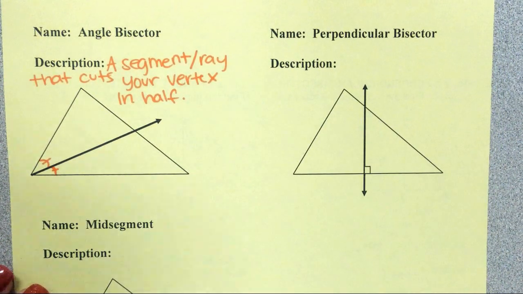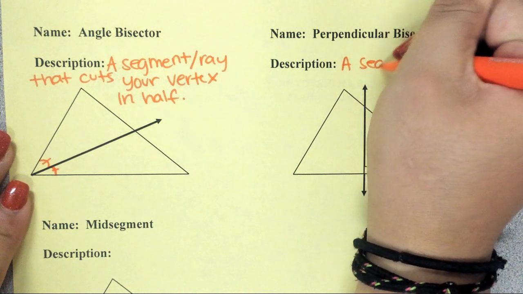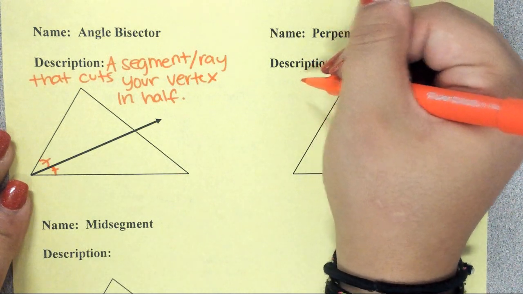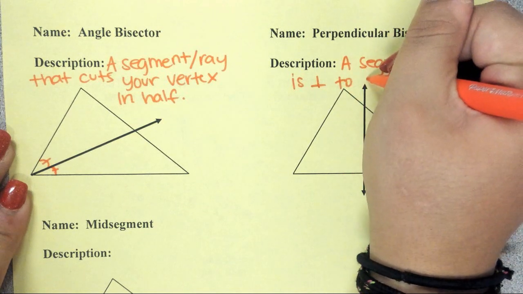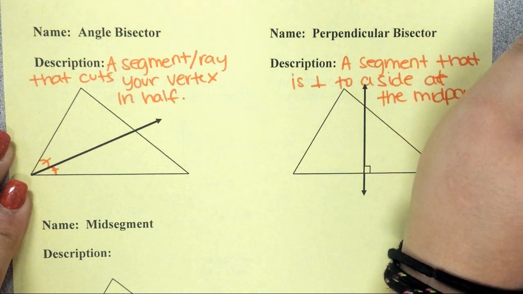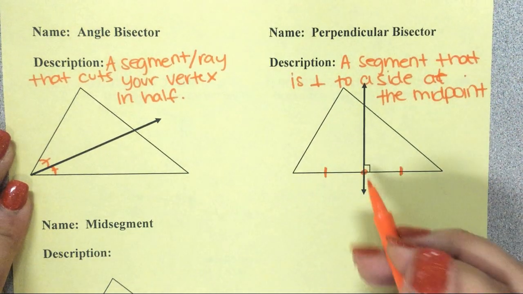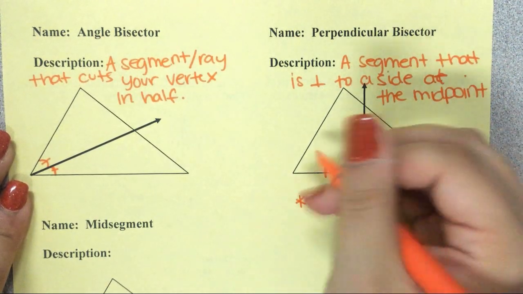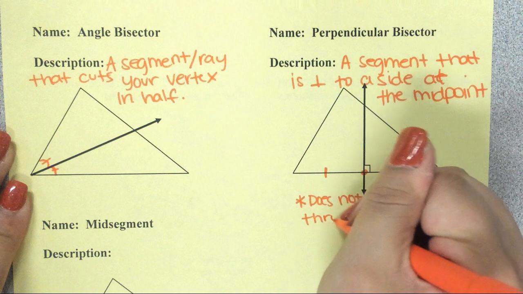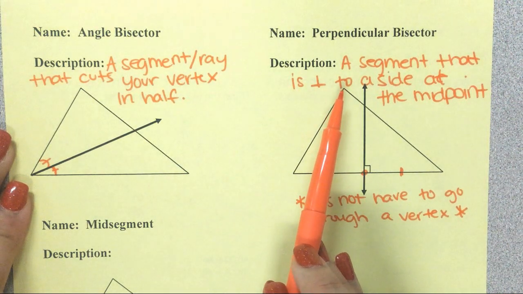And then last but not least, we've learned about this, but go over it again. A perpendicular bisector is a segment that is perpendicular to a side at the midpoint. Okay? So right here, this is my midpoint, so this side is congruent to this side and it's perpendicular. A big thing about the perpendicular bisector is it does not have to go through a vertex. So it does not have to go through the angle.